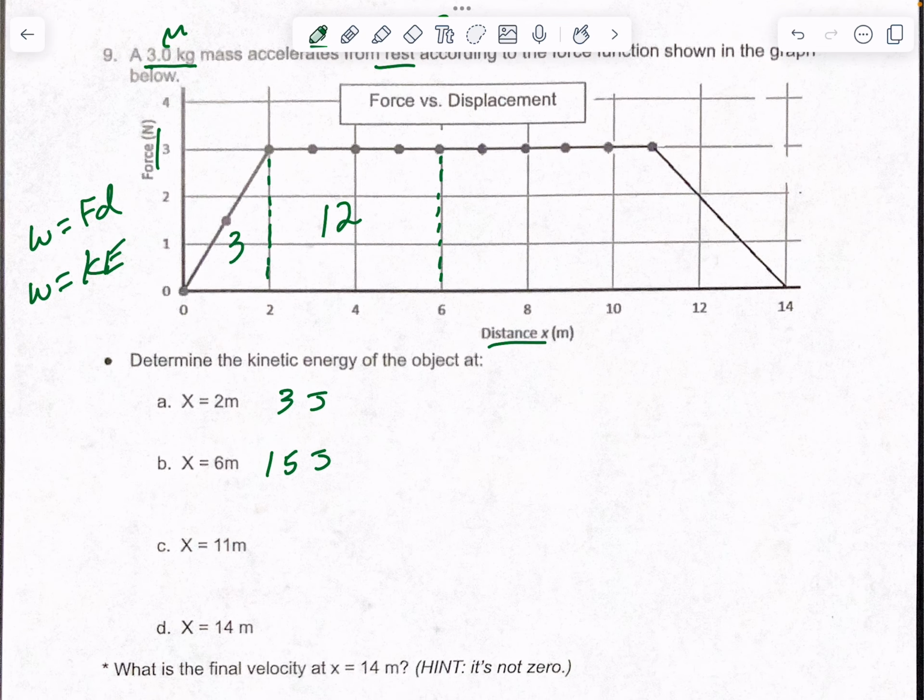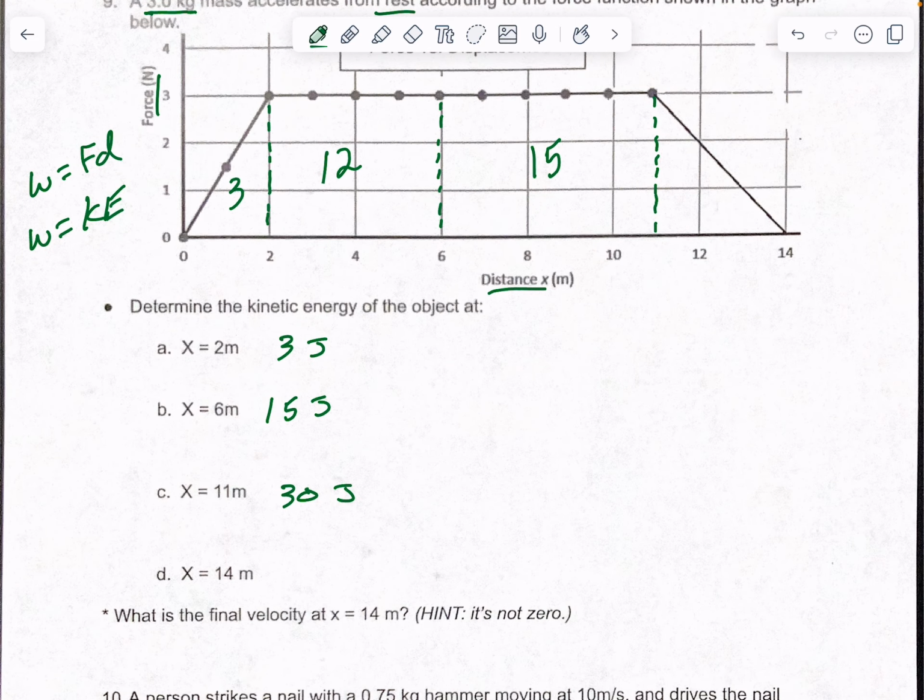At 11 meters, 11 meters is going to go down here. So we have to add up some more. My base will be from 6 to 11. That's 5. 5 times 3 is 15. Add all that up, and you get 30 joules of kinetic energy.